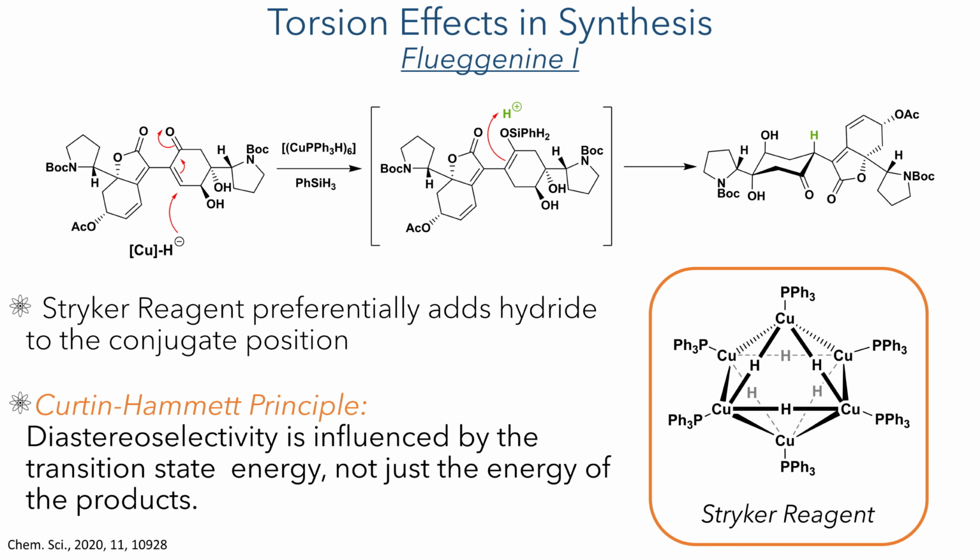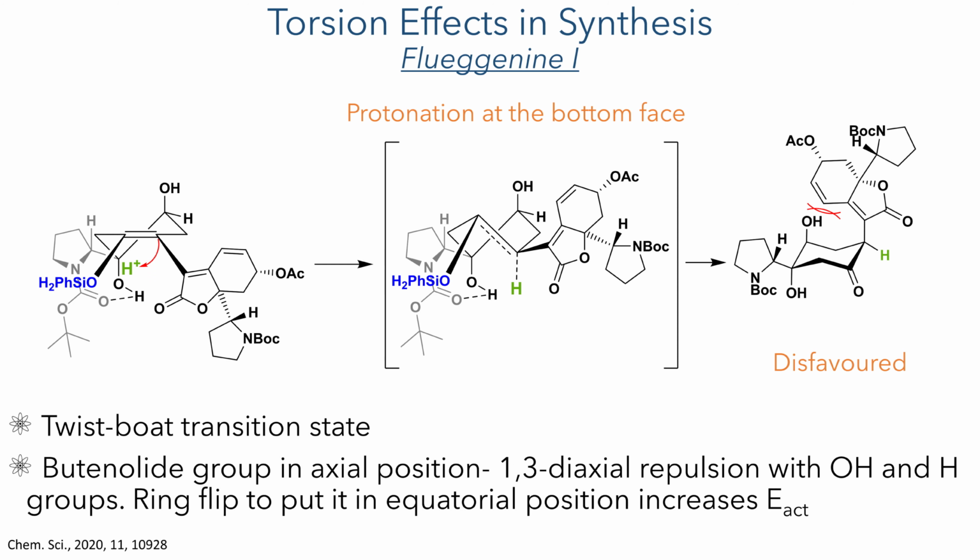This reaction was highly selective, and we can employ the Curtin-Hammett principle to explain it. Simply put, the Curtin-Hammett principle states that the diastereoselectivity of a reaction is influenced by the energy of the different transition states, and not just the energy of the starting materials or the products. So to explain this reaction, let's look at the conformations possible to form the product.